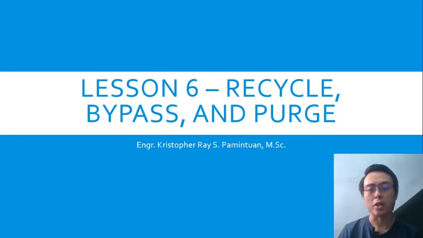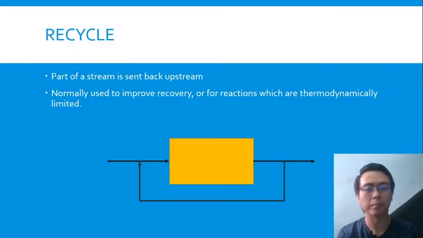We are now on the study of recycle, bypass, and purge. This is a continuation of our discussion of material balances in multiple units, because one of the prerequisites of having a recycle, bypass, and purge is that you are considering multiple units. Let's begin by learning how to represent recycle, bypass, and purge in diagrams.